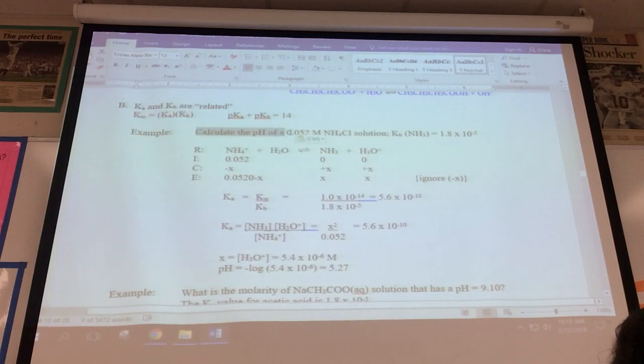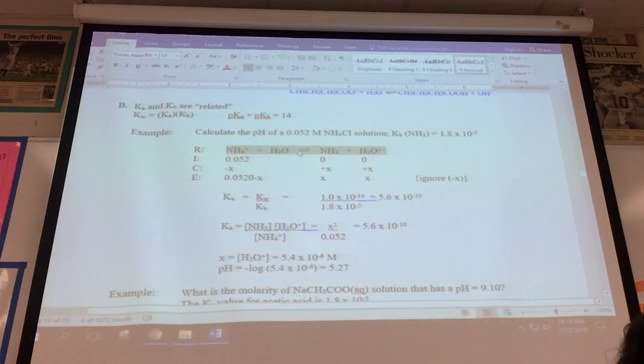Example: calculate the pH of a 0.052 molar ammonium chloride solution, and the Kb of ammonia is given. If they give you ammonium chloride, tell me why I'm only interested in the ammonium ion. Hydrochloric acid is strong and ammonium ion is the one that hydrolyzes. You're looking at the one that hydrolyzes. So tell me also why the concentration of ammonium ion is equal to ammonium chloride concentration. It's a 1-to-1 when you have your dissociation of that salt.